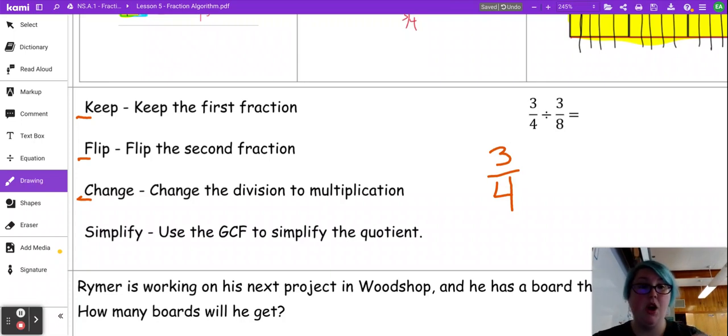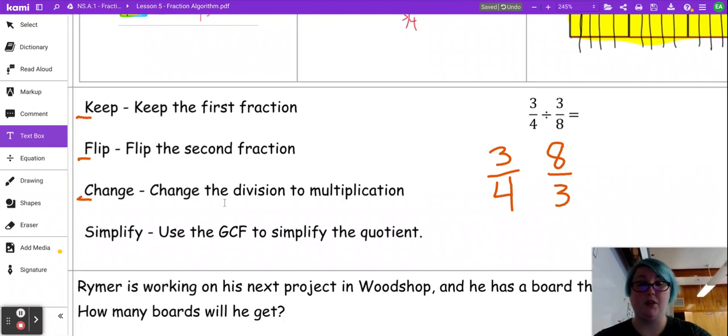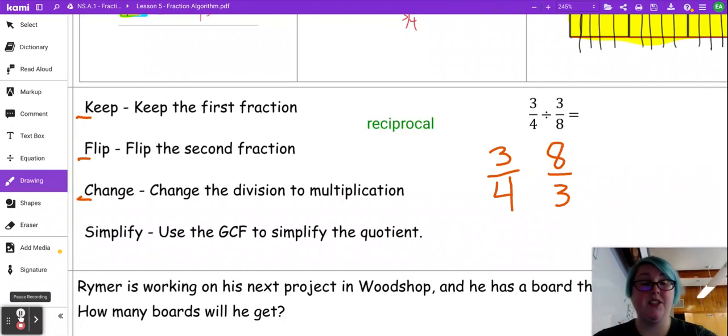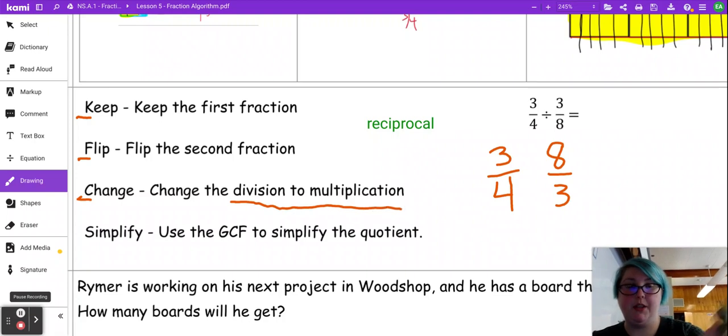Now our second fraction, we're going to flip. So the 8 is going to become our numerator. The 3 becomes our denominator. This is also what's known as a reciprocal fraction. So that reciprocal means the flip. It's just the fancy math word to say flip it top to bottom. So we've got our keep, our flip, and our change is we are going to change division to multiplication. So instead of dividing, we're going to do that multiplication.